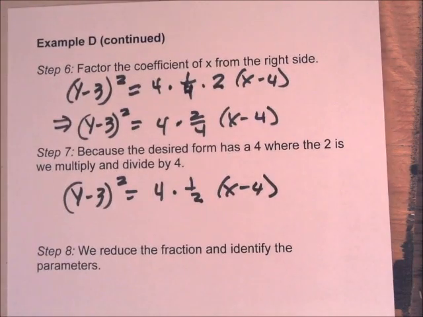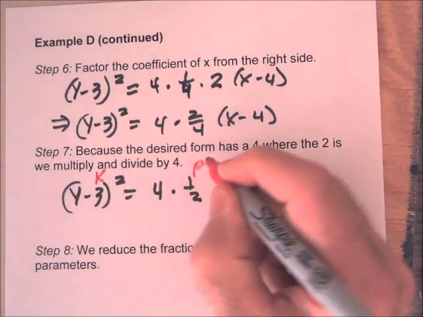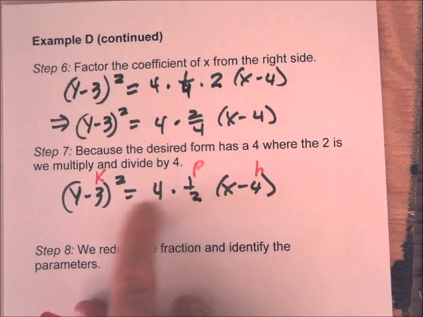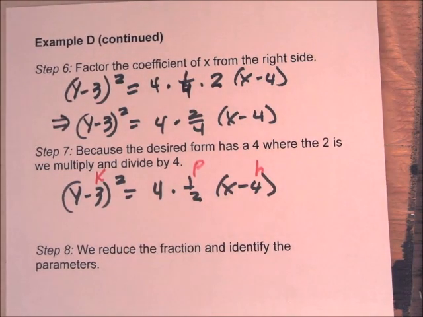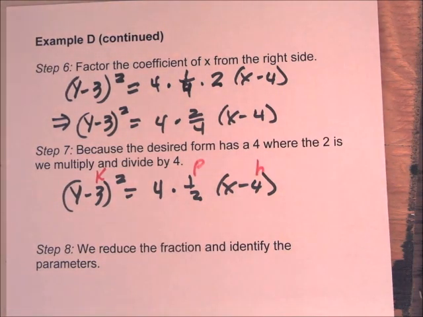Okay, so that enables us to identify the features of the parabola. So we have k is 3, h is 4, and p is 1/2. Okay, and sometimes the book doesn't always take it all the way to this step here, but if you want to exactly match the form, then you would take it to this point here.